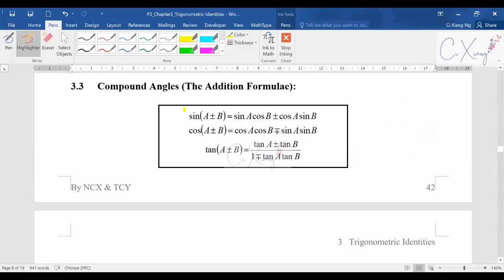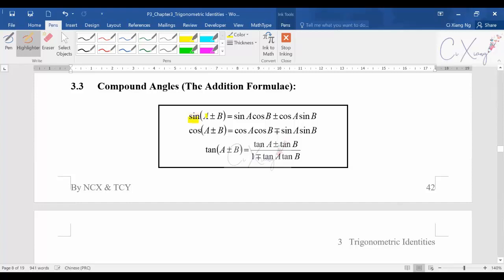If you search on the internet, there are a lot of methods that teach you how to memorize it. It depends on yourself, you go and choose one method. For me, because I applied it many times already, I can remember it. Okay, now let us start.